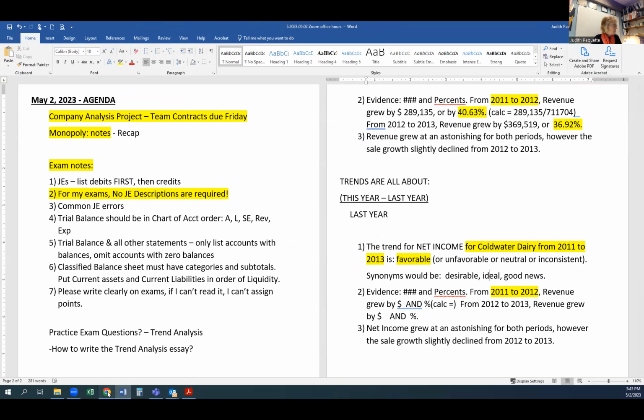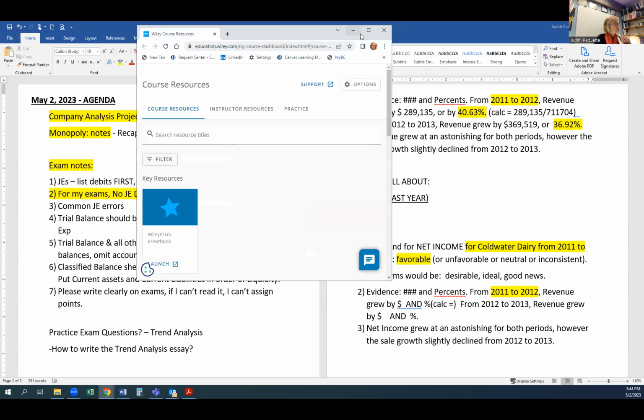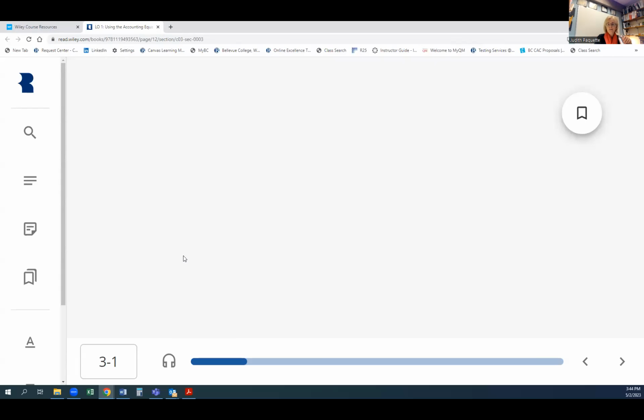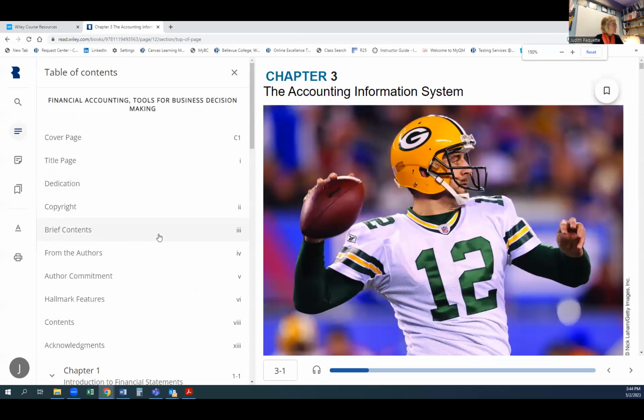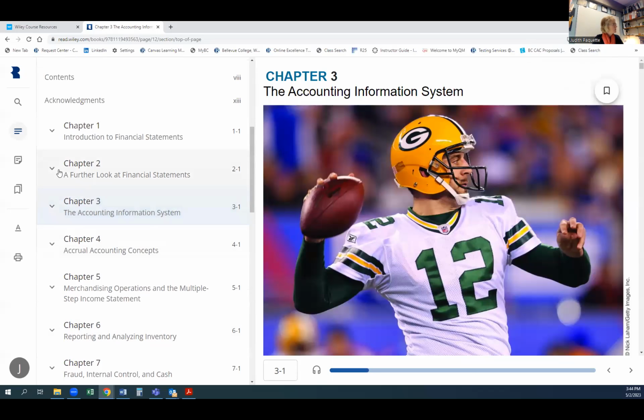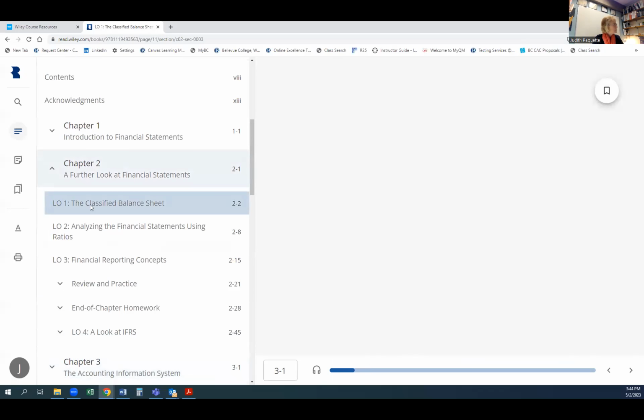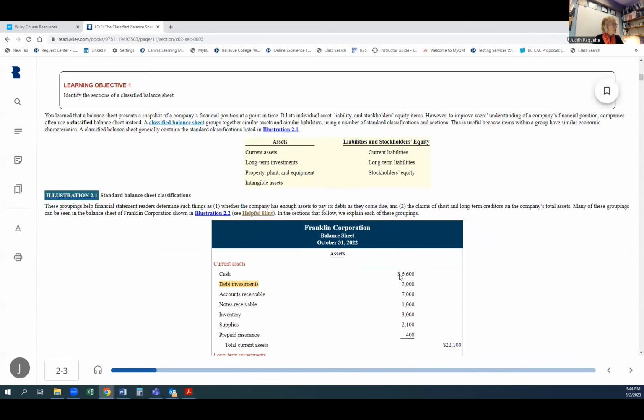Let's see, dashboard, Wiley course resources. So remember, what I want you to do is, I don't want you guys to just get married to the practice exam. I want you to look beyond that. So let's go find the balance sheet. Chapter 2, classified balance sheet. And here it is, Franklin.